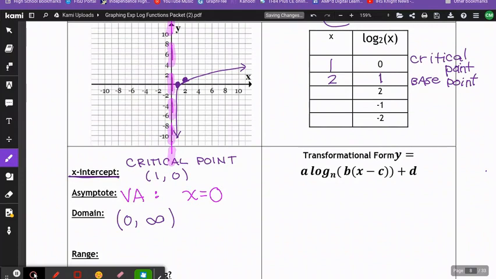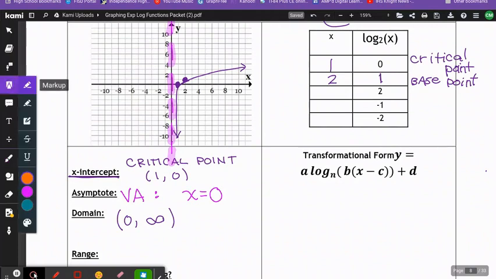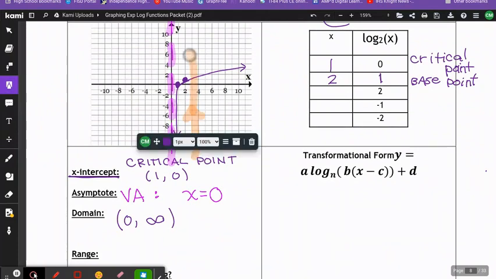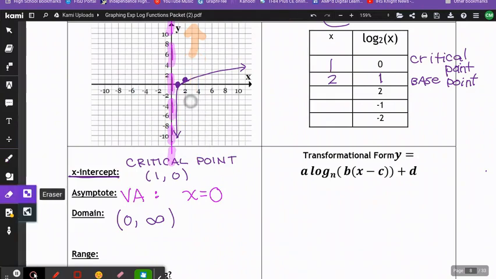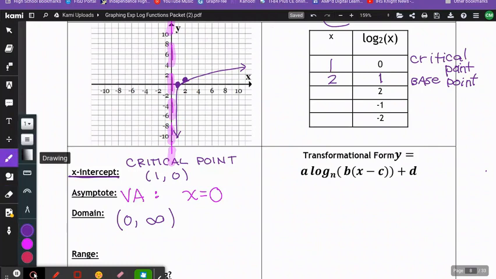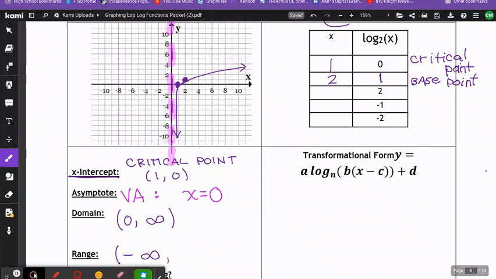The range, when I'm determining the range, I'm always going to look from bottom to top. I'm going to read my graph from the bottom going up, and I'm looking at what y values are being used in the range. There's no exclusions. There's no asymptotes of any kind. And so my range will always be all real numbers for all logarithmic functions.